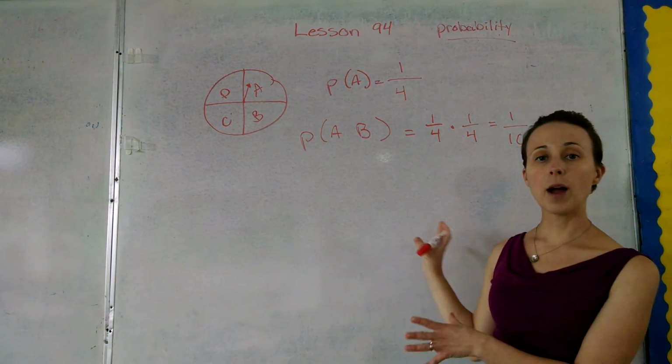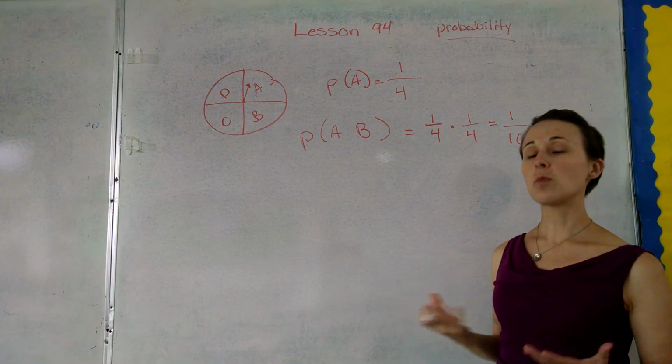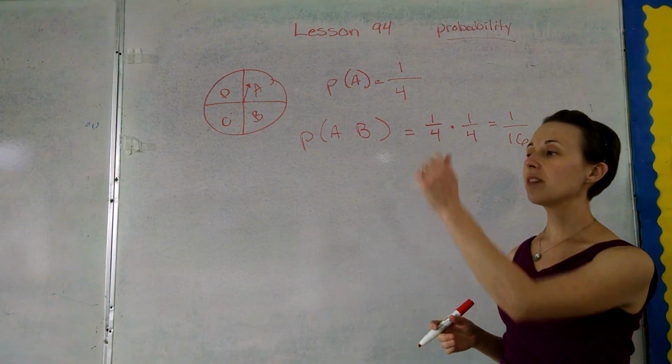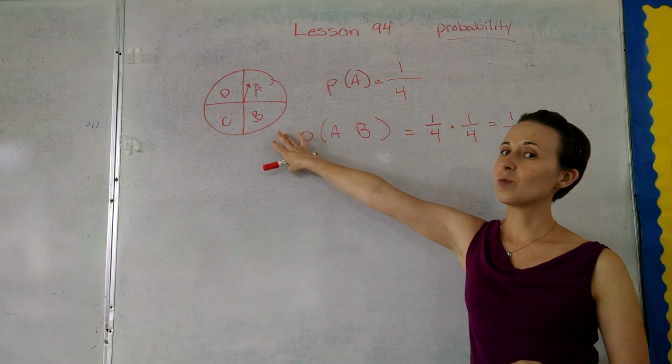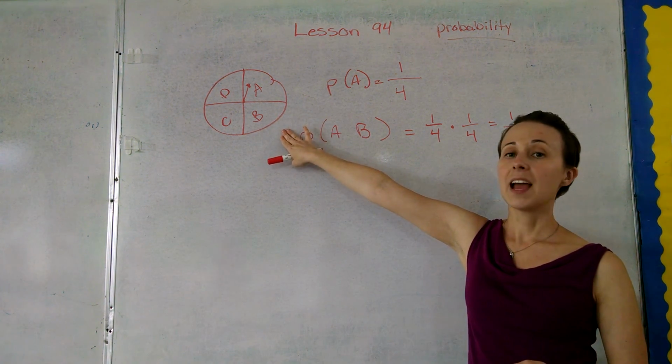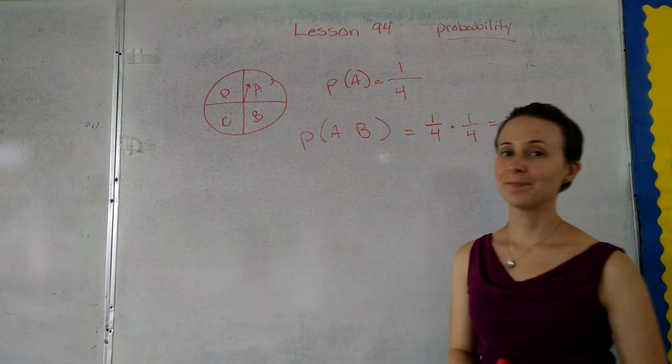This is how to find probability when the things are not related to each other. No matter what I flip on my first flip of heads, it doesn't change the tails. It's the same with this one. No matter what I spin the first time, it doesn't change the second outcome.